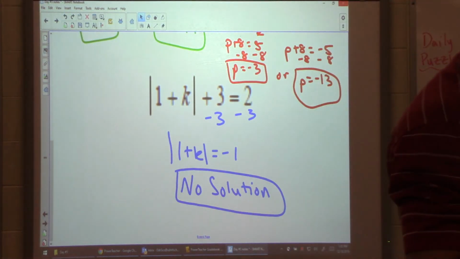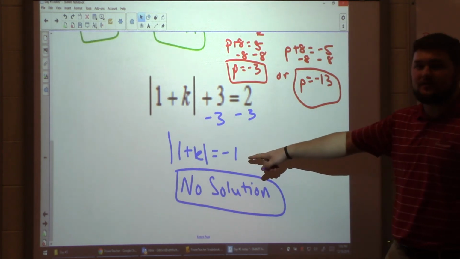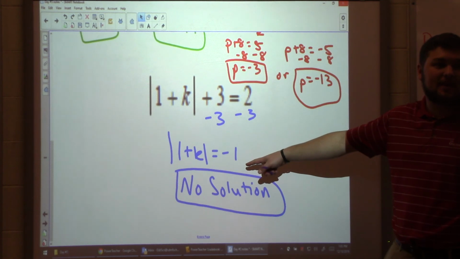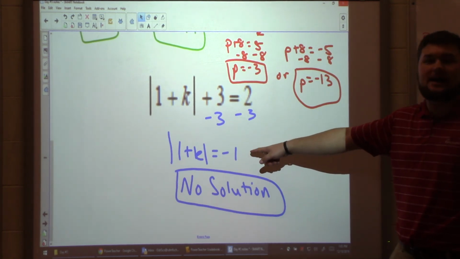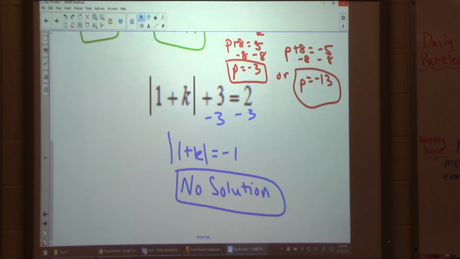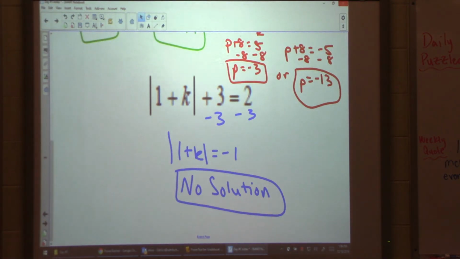Is it because the absolute value is a negative number? Because this is telling me my absolute value is going to come up to a negative number. Can that ever happen? No. Absolutely not. So anytime you're solving, and your absolute value is all by itself, and it equals a negative number, we know that will never work. So there's no solution that works. That's also why it's really important to make sure we're checking our answers.